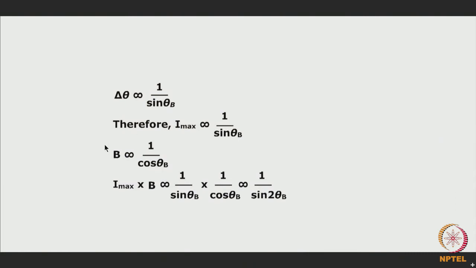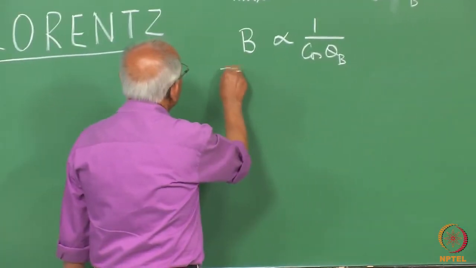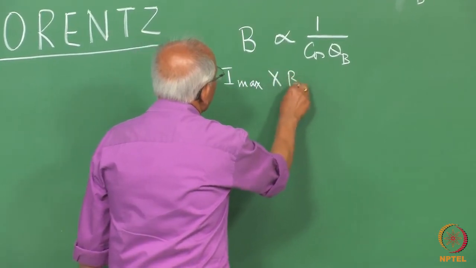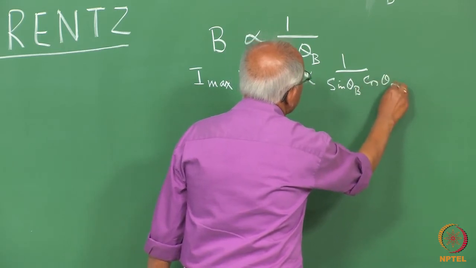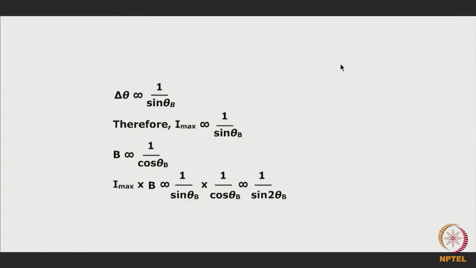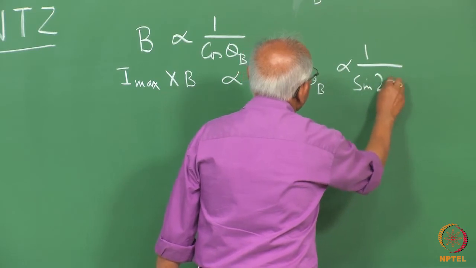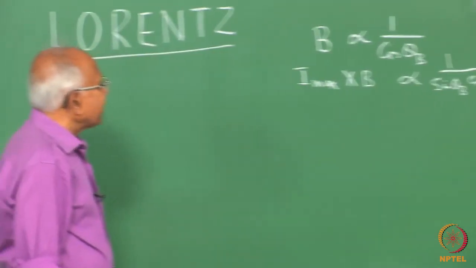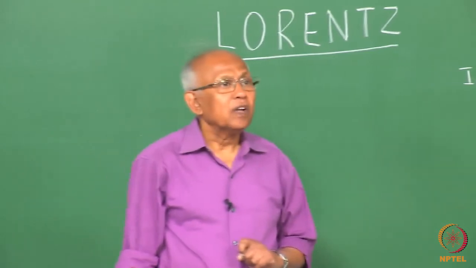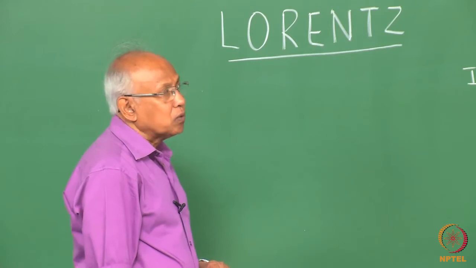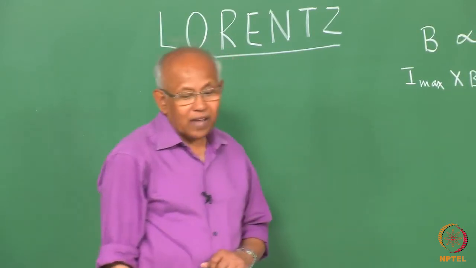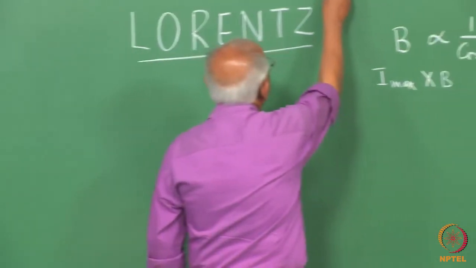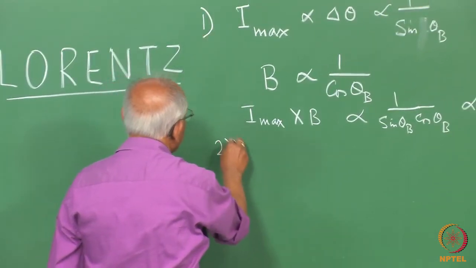Now, the integrated intensity, which will be proportional to I max into b, will be proportional to 1 upon sine theta b, 1 upon cosine theta b. That means, it will be proportional to 1 upon sine 2 theta b. So, we realize that the integrated intensity of a diffraction line, which is proportional to the maximum intensity at 2 theta b and the breadth of the line at half maximum intensity, is also proportional to 1 upon sine 2 theta b. So, this is the first geometrical factor that comes into the Lorentz factor.